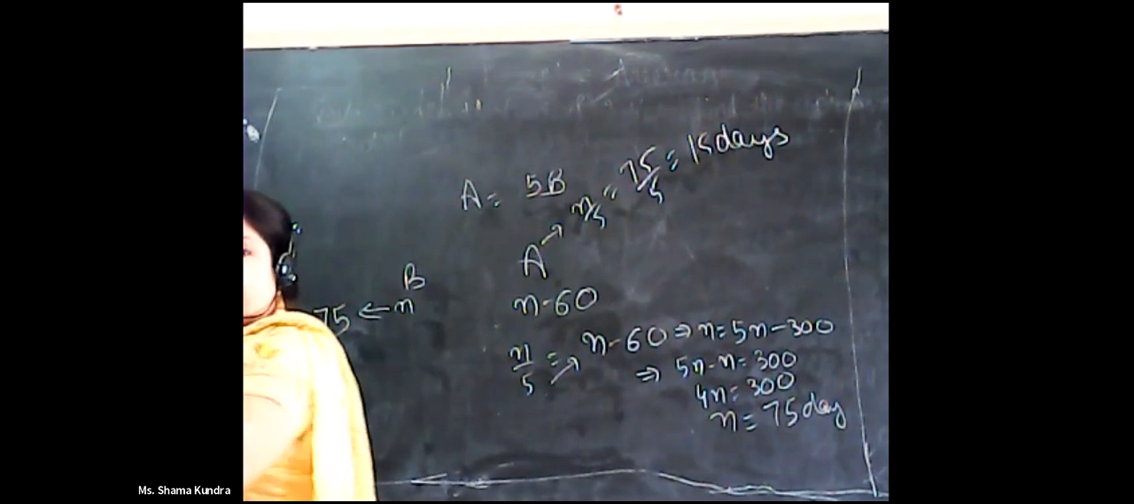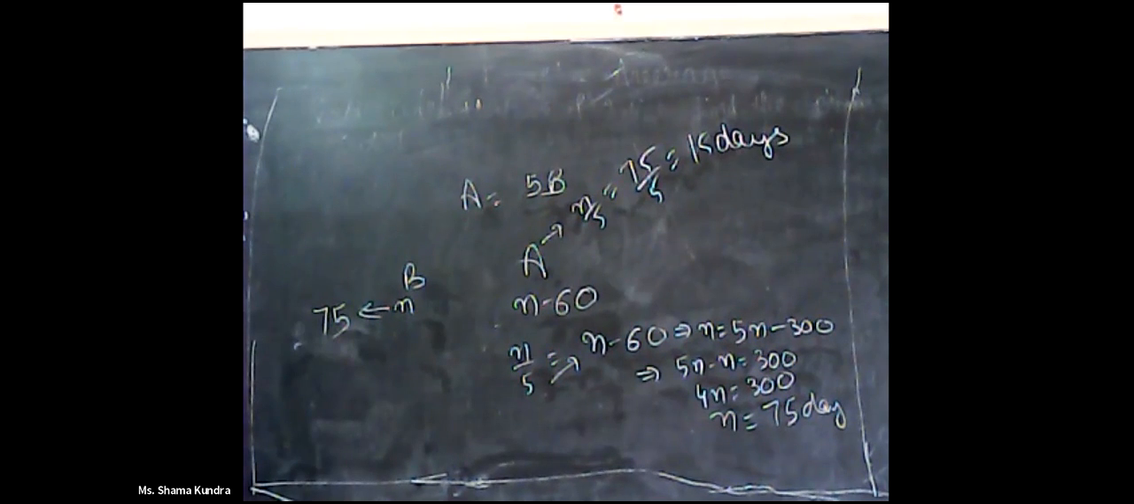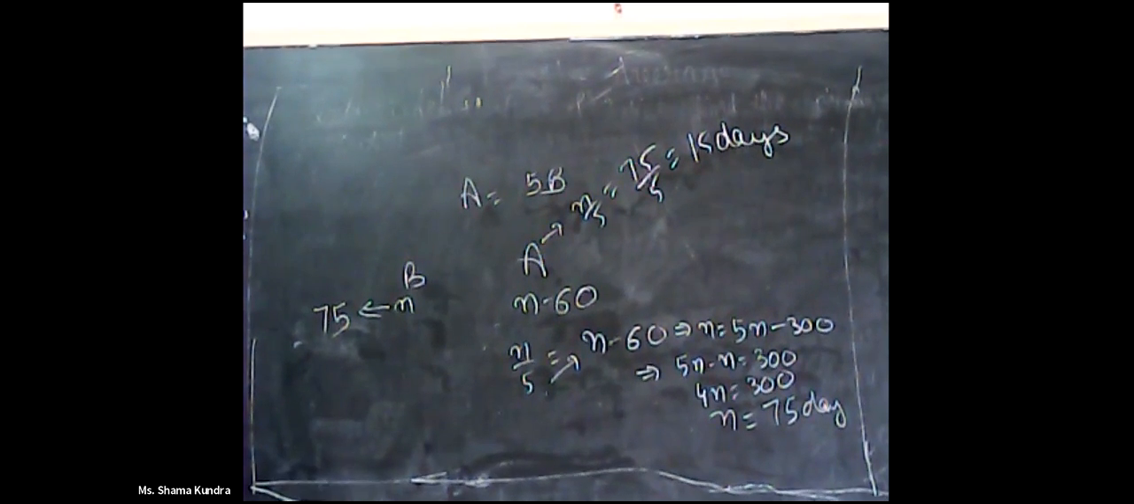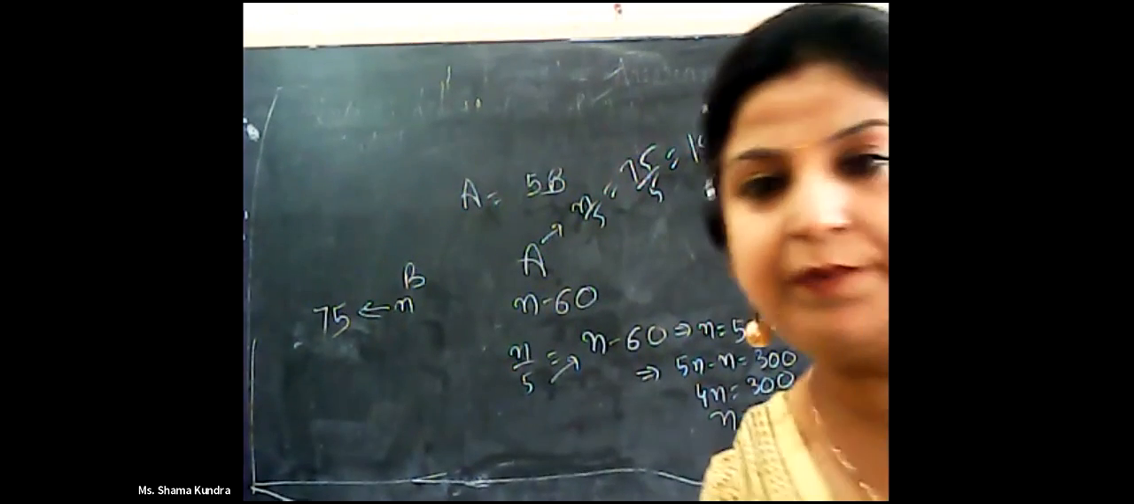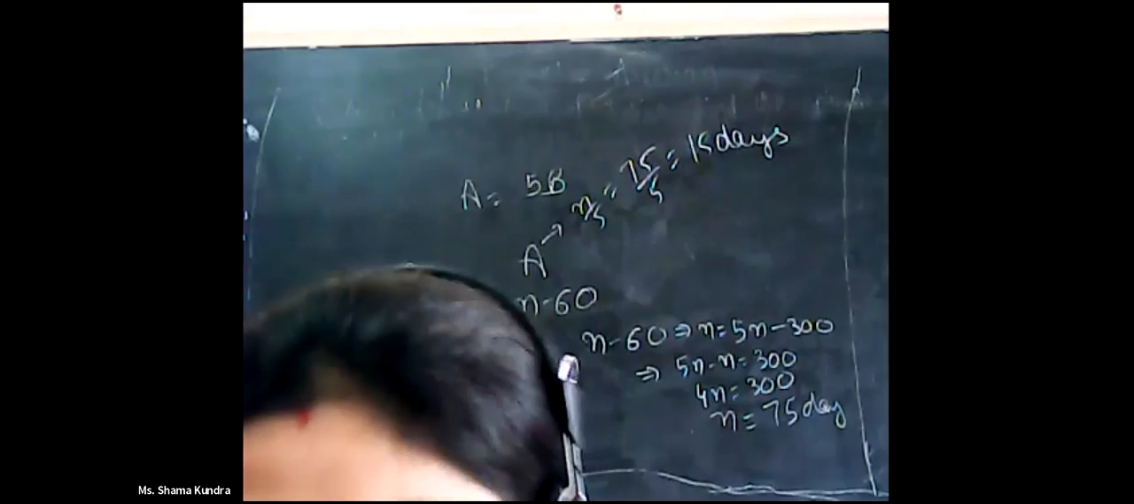These are the number of days taken by B to complete the work individually, and A takes just 15, which you can see is nothing but 1/5 of 75. 1/5 of 75 is 15. So both the values are the same, so our answer is correct. A takes 15 days and B takes 75 days to do the same work. See how easy it was. Now moving on to the next question.